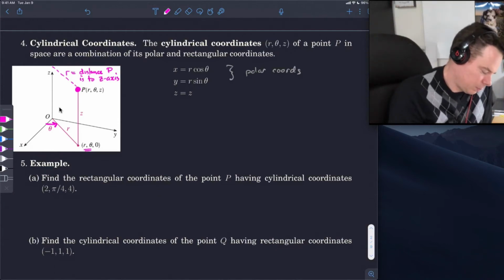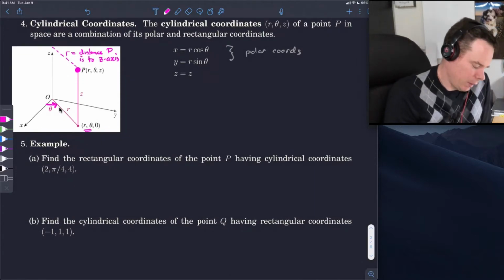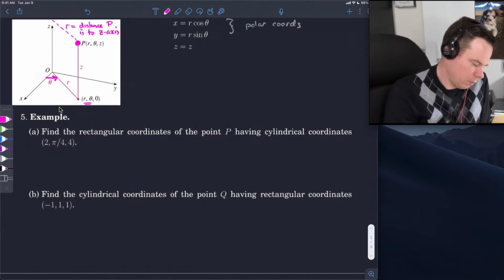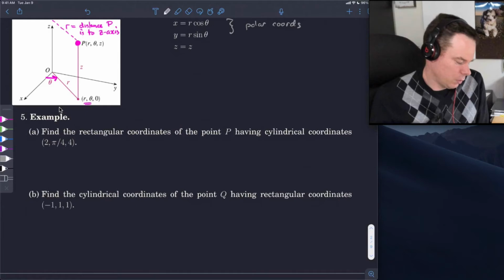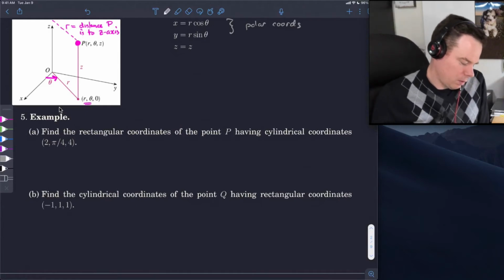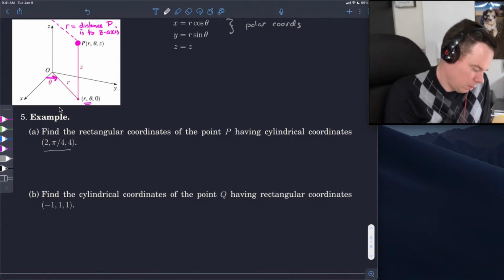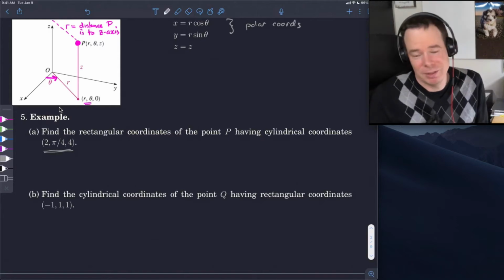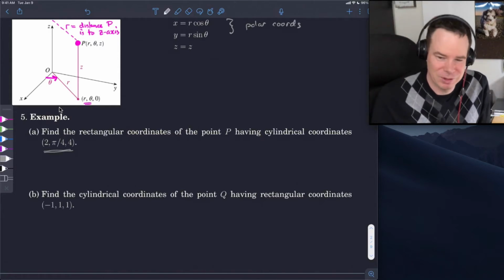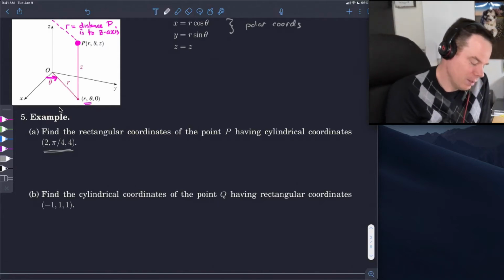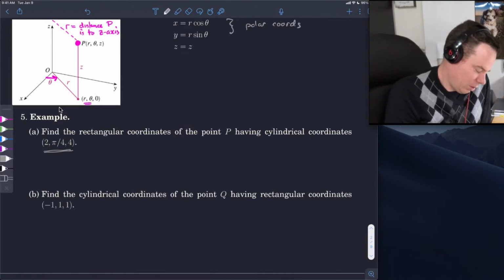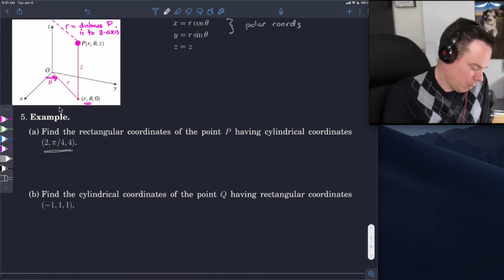Okay, and so let's get some practice then converting from polar to Cartesian. So for example, if we've got, so I said polar to Cartesian, but I meant cylindrical to Cartesian because we're in three-dimensional space. So cylindrical to Cartesian, we've got cylindrical coordinates 2, pi by 4, and 4, and we want to convert those to our Cartesian or rectangular coordinates.